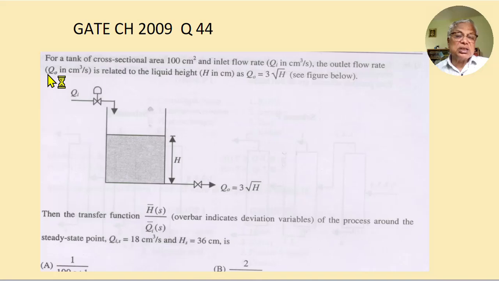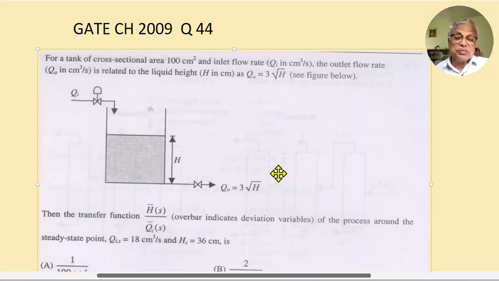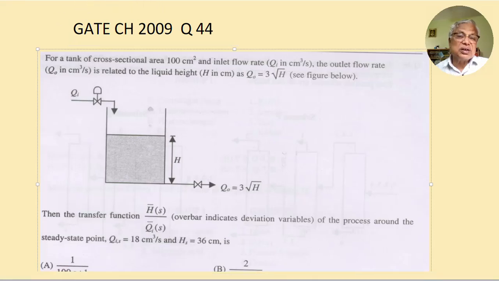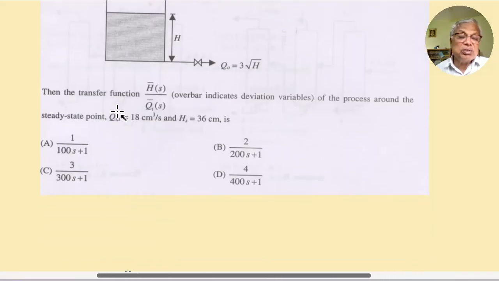The outlet flow rate is Q naught, here Q naught, and it is related to the liquid height H. Liquid height is shown as H. This Q naught equals 3 into root of H. See the figure below, in the figure also it is given the same, Q naught equal to 3 into root H. Now you are required to find out the transfer function H bar S by QI bar S.